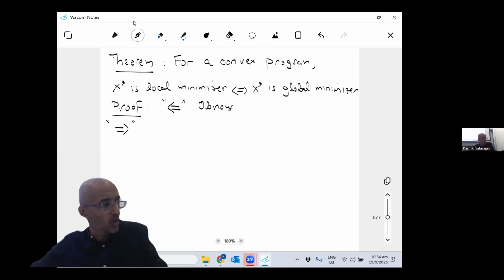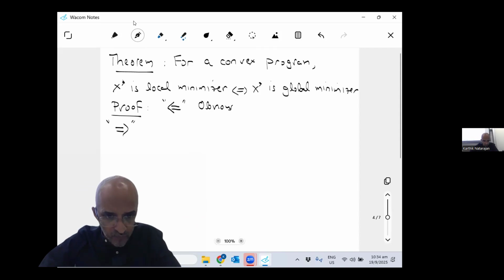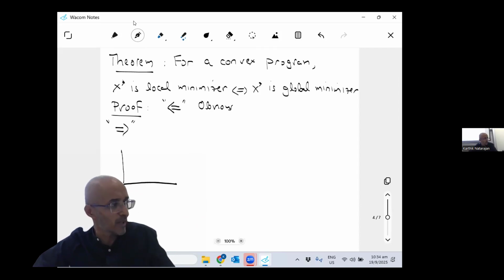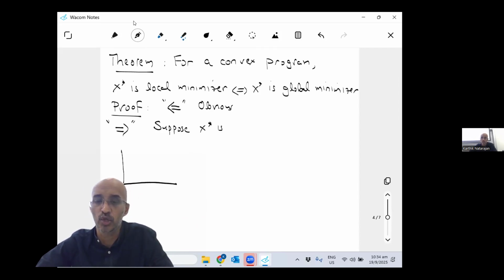Let me create a figure here. What we want to show is that if x star is a local minimizer, it implies x star is a global minimizer. The way we are going to do this is by contradiction. So let's suppose x star is a local minimizer.